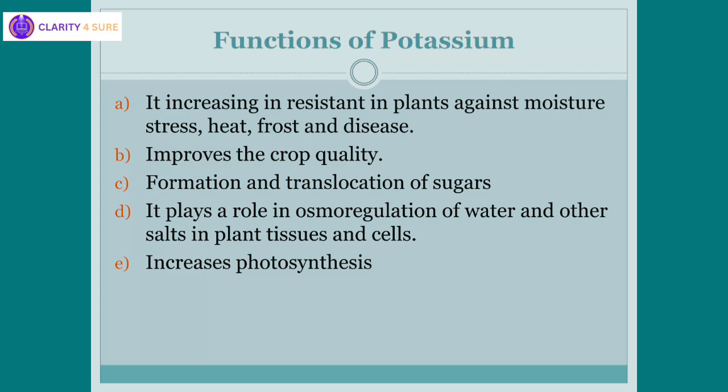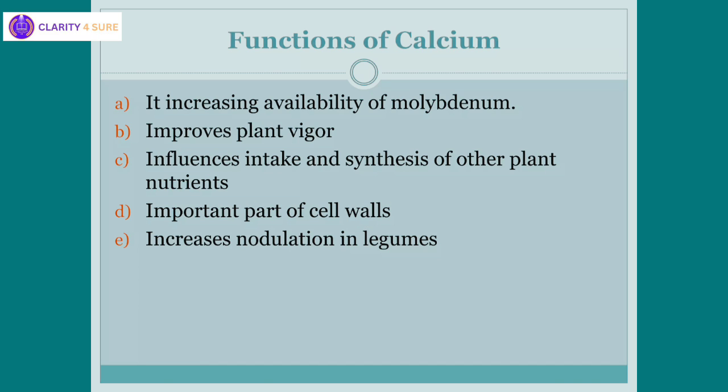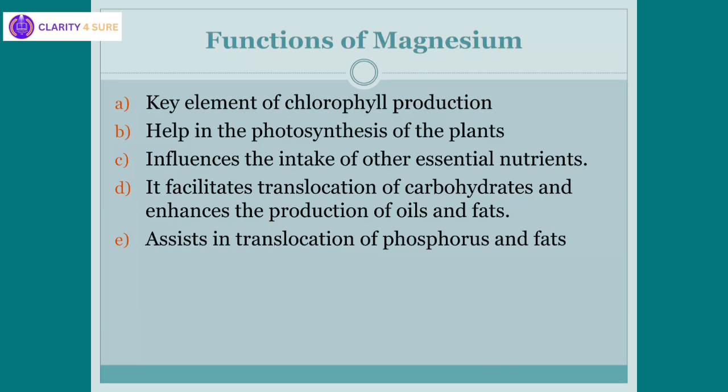Potassium. Potassium helps in translocation, also imparts vigor and growth to plants. The plants are more tolerant to drought, cold, insects, and diseases. It improves the crop quality and it plays a role in osmoregulation of water and other salts in plant tissues and cells. Calcium helps in improving plant vigor. It influences intake and synthesis of other plant nutrients. It is also an important part of cell walls.